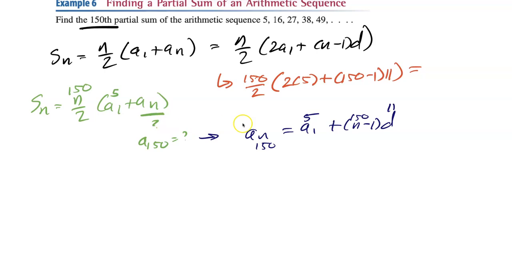Make sure you find the an term. You can use this other formula for the finite sum of an arithmetic sequence, and then sub it all in at once. And at the end, you should get 1,023,675. So that's the sum of the first 150 terms. We're adding all 150 terms, and we get over 1,023,675.